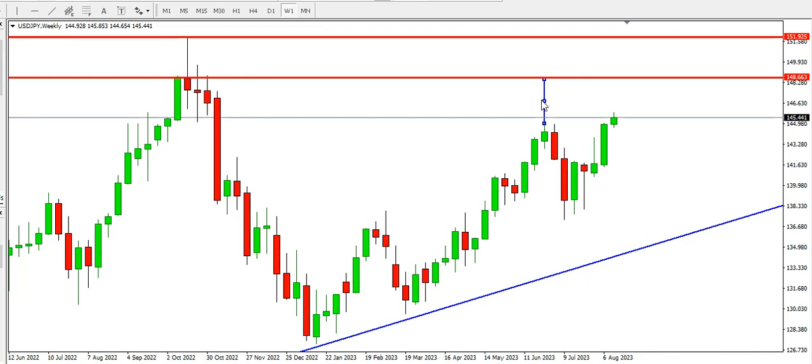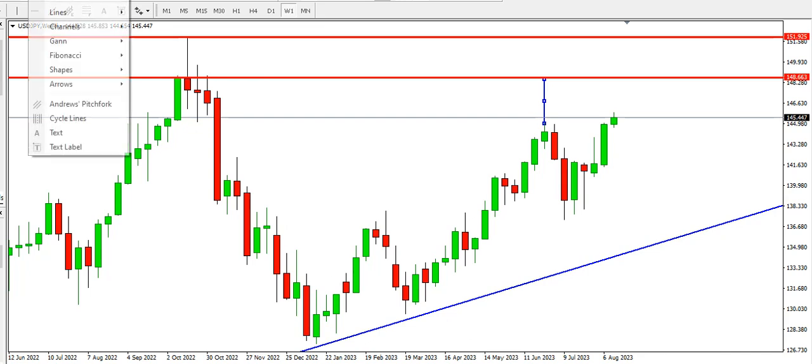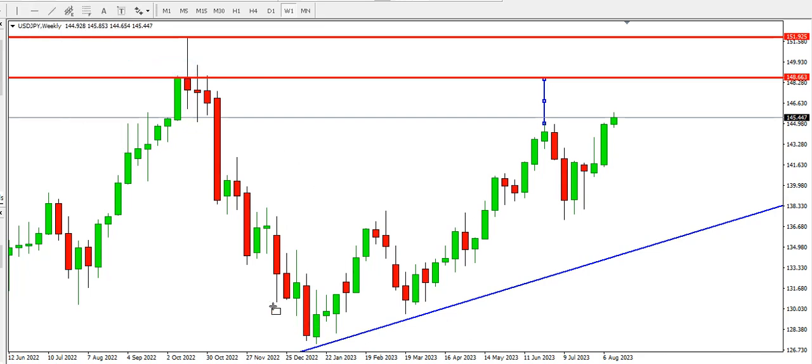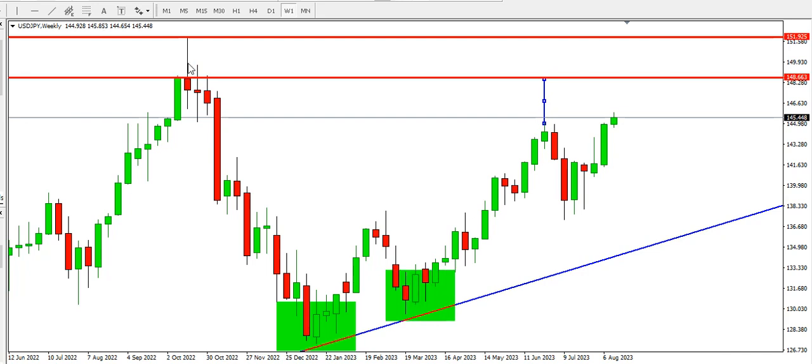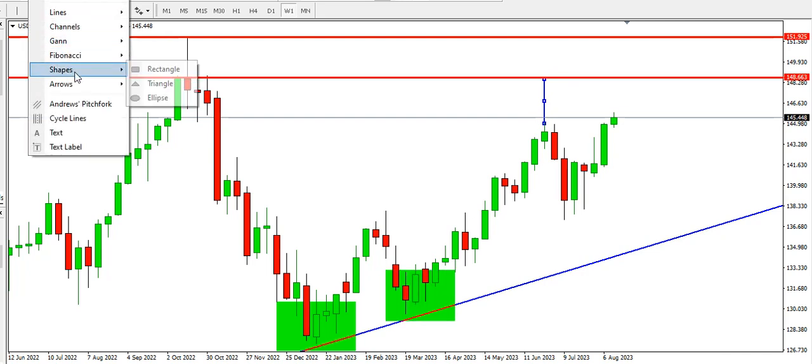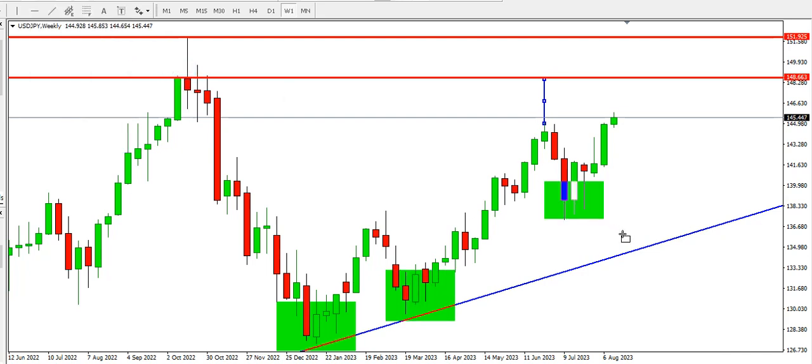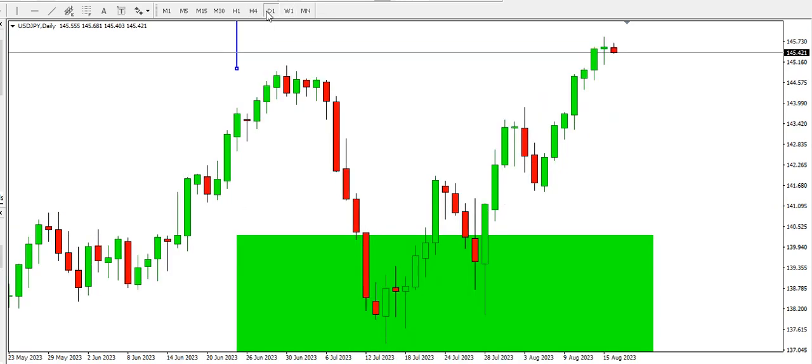And looking at the 3-drive pattern, you can see a 3-drive pattern. This is the first bottom, there's the second bottom, and this is the third bottom. So this shows that price is going to go up. So if the price of USDJPY is going to go up, expect the price of gold to drop some more.